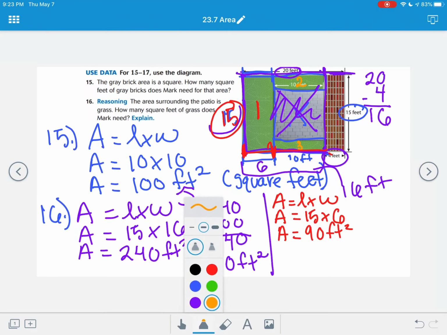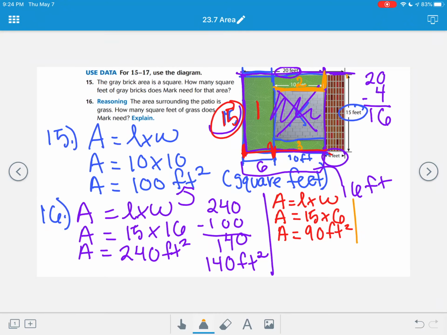Now that's just part of it. I still have those yellow rectangles to find. So now I need to find the area for those smaller yellow numbered rectangles that I labeled. So I know because of the square, the gray square brick, I know that this part is 10 feet, but I don't know what this part is here. So let's see if I can figure that out.